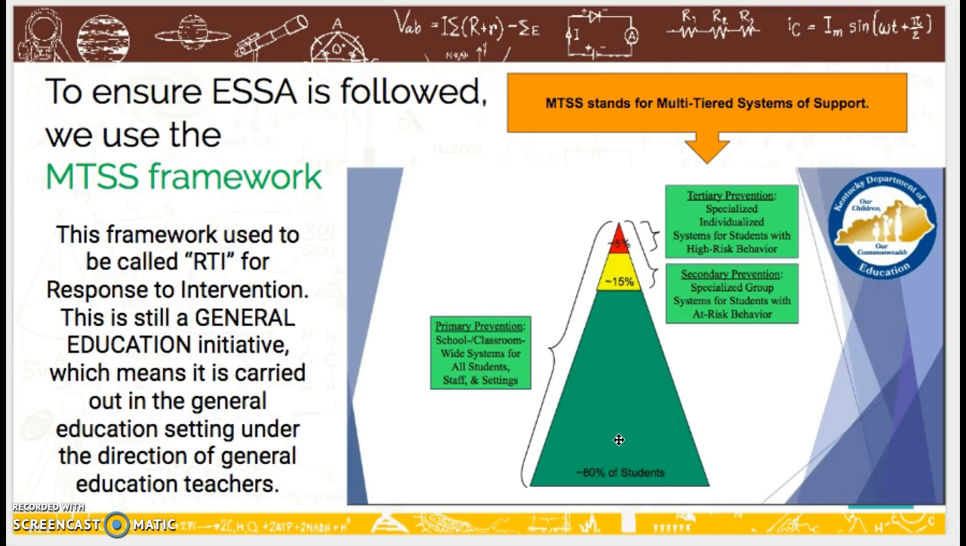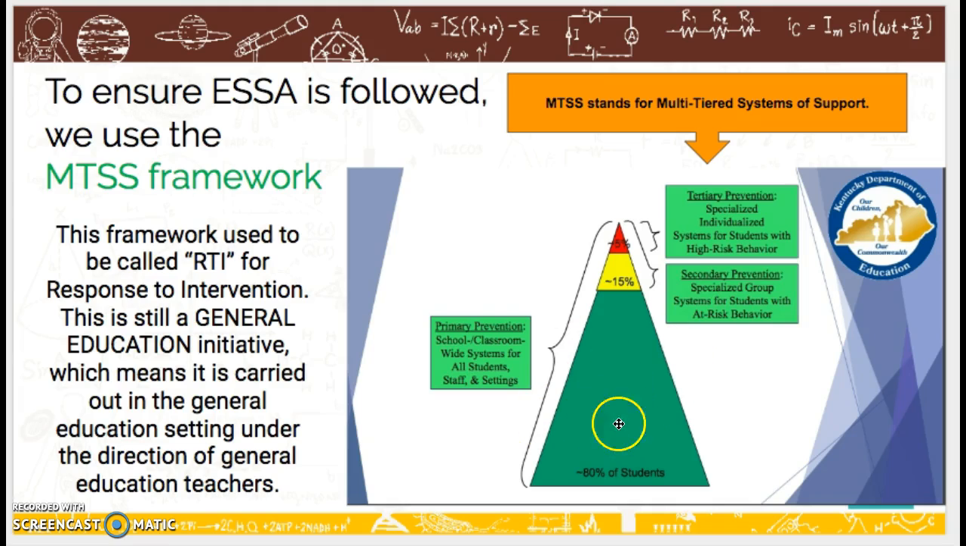It requires us to test every student, and for students that are in that lowest percentage within the students that we have in our classroom, we're required to do interventions, whether that student is struggling in reading and writing and math, they have behavioral concerns, whatever the concern is, we're going to collect data and provide research-based or evidence-based interventions. Again, a general education initiative provided by general education teachers.